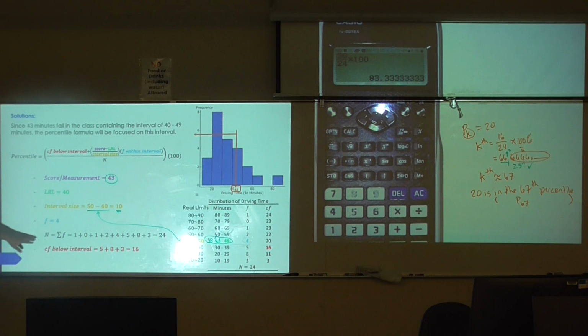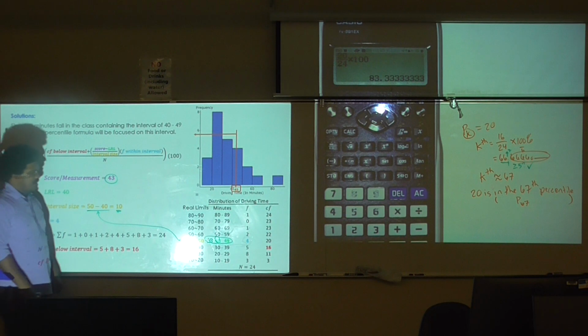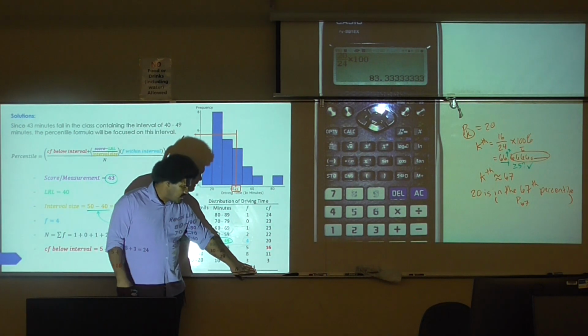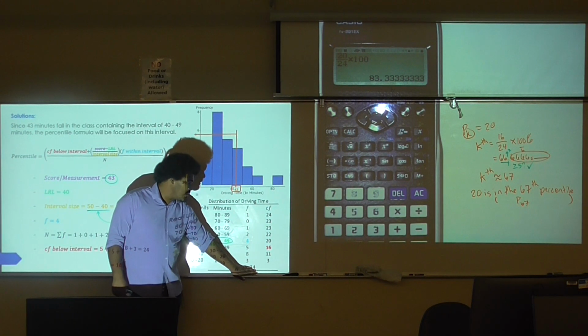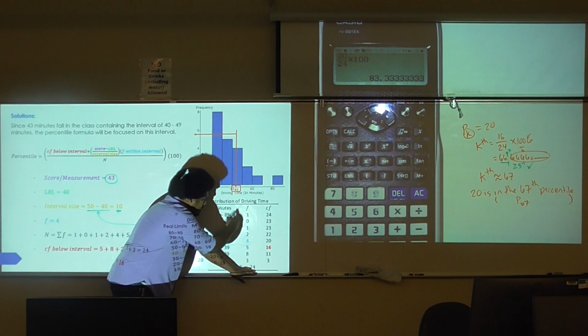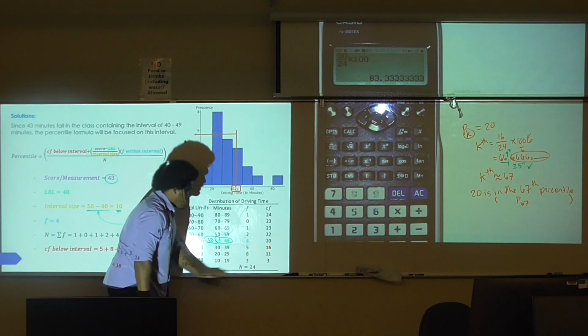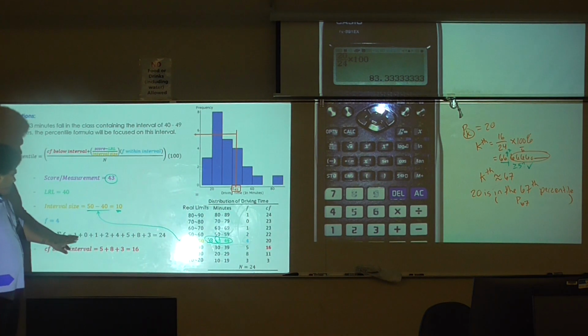Next, we have to get the n, which is the sum of the frequencies. But once again, this n most likely will not be given, and that's something you have to find. You have to find this n. All we're doing is adding up all these frequencies, and that's how we get n.